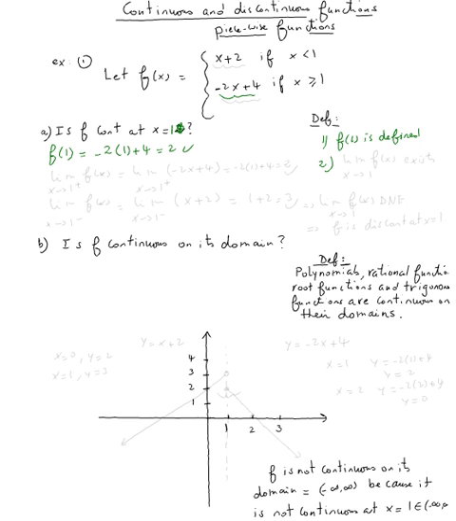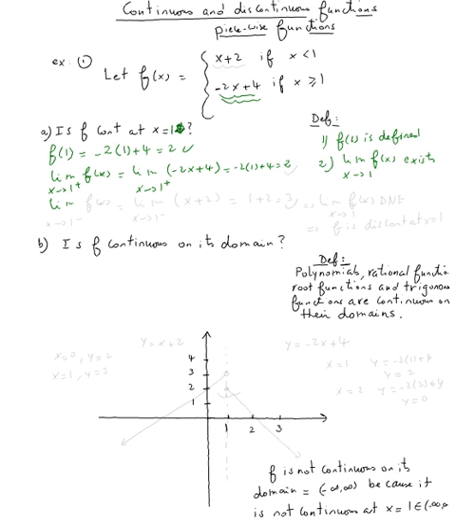For 2, we need to check if the limit of f of x as x approaches 1 exists. How do we check that? We need to do the right and left limits. So the limit of f of x as x approaches 1 from the right side, because it's a piecewise function, it doesn't have the same value on the left or on the right of 1. So we need to do right and left. Since x approaches 1 from the right side, we need to use this function again. So the limit of minus 2x plus 4 as x approaches 1 from the right side. Now all we need to do is plug it in. Minus 2 times 1 plus 4, which is 2.